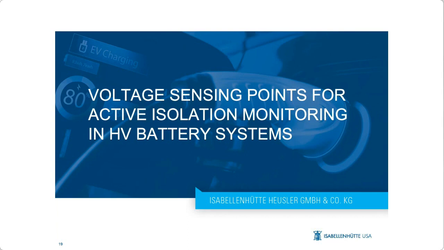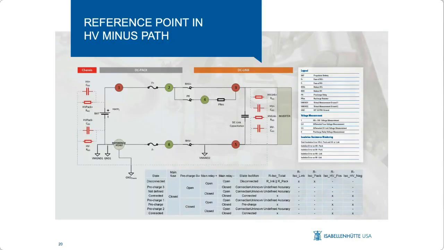Now let's pick the active isolation monitoring method and look at how we would place our voltage sensing points in a high voltage battery system to get the best possible readings for our active isolation measurement system. Now this diagram shows a simplified high voltage battery system circuit. I first want to start by going over this diagram and explaining the content a little bit.